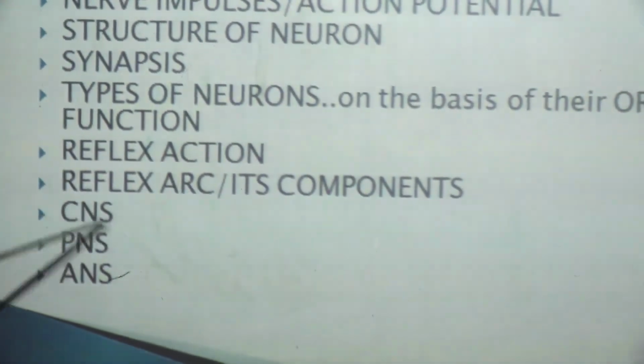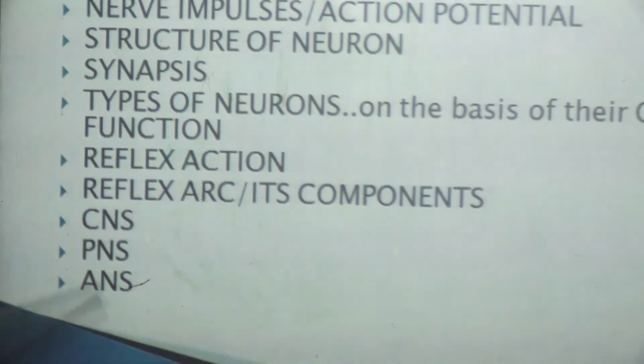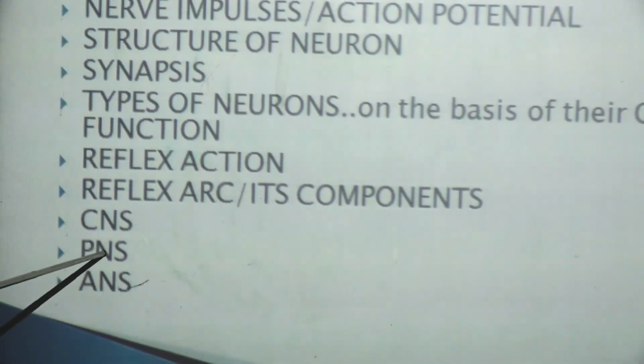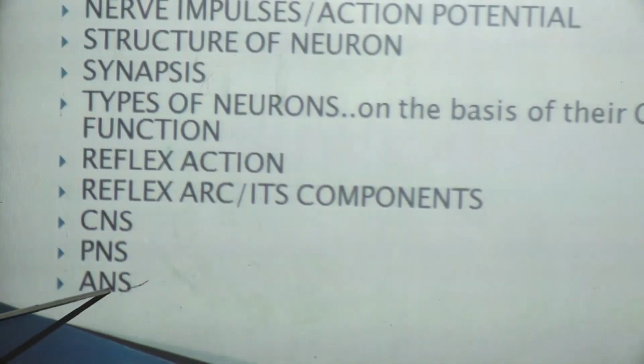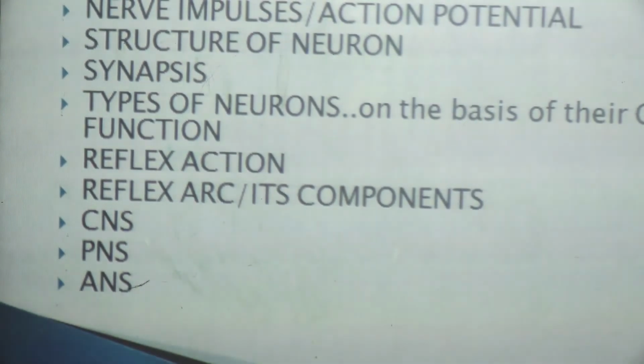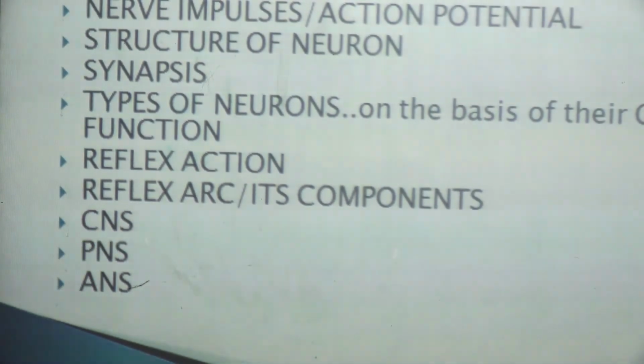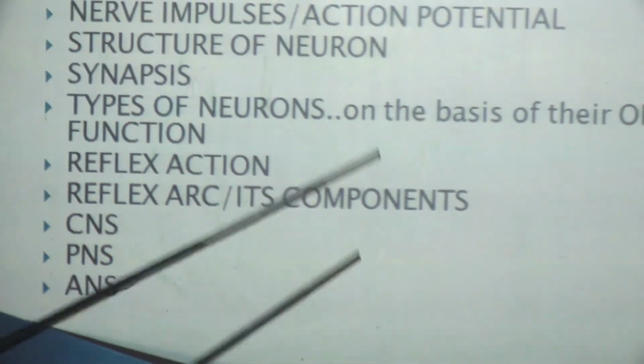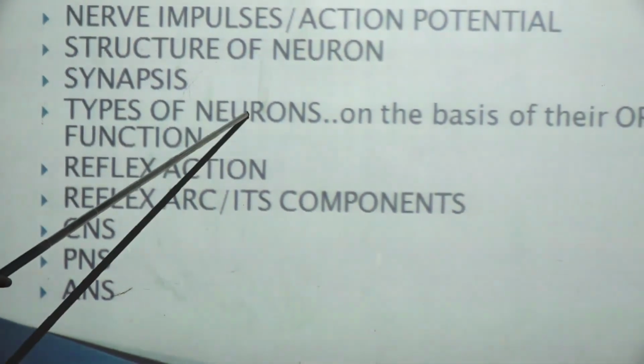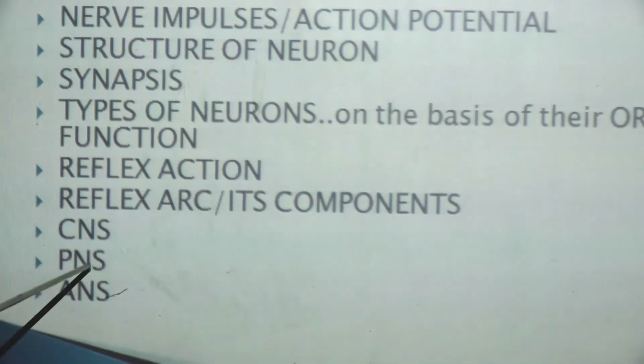And then CNS, central nervous system. PNS, peripheral nervous system. ANS, autonomous nervous system. Here I would like to make one particular clarification. In the central nervous system you have the brain and spinal cord. In the peripheral nervous system you have only nerves. Only nerves. 2 types of nerves are not there. Only nerves are there here.